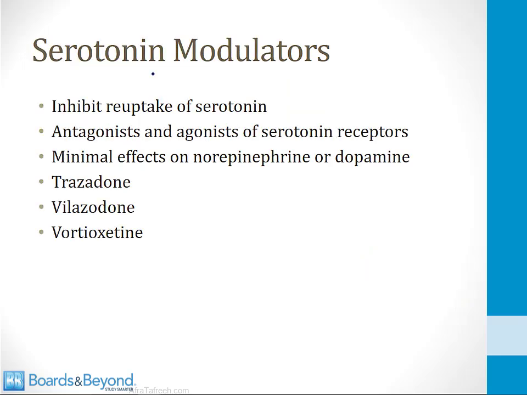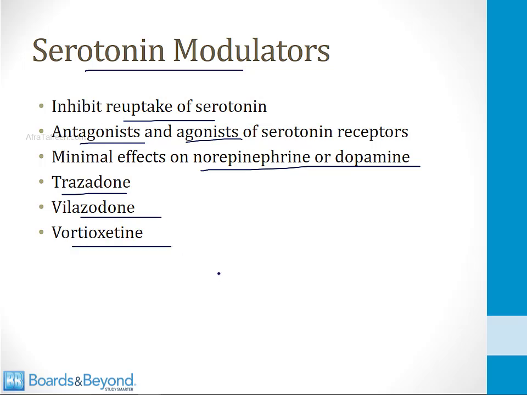The last three drugs I'm going to talk about in this module are among a class of drugs called serotonin modulators. These drugs inhibit the reuptake of serotonin just like SSRIs, but they also have properties as antagonists or agonists of some types of serotonin receptors. They have minimal effects on norepinephrine or dopamine. And the three drugs that are considered serotonin modulators are trazodone, vilazodone, and vortioxetine.